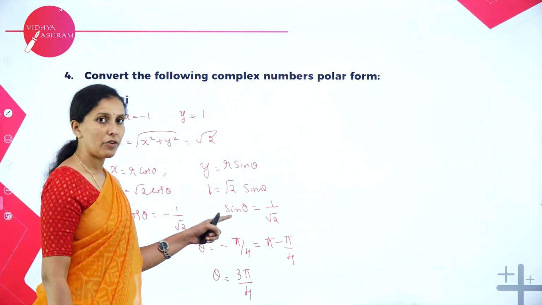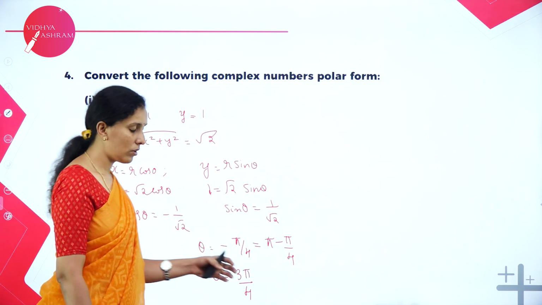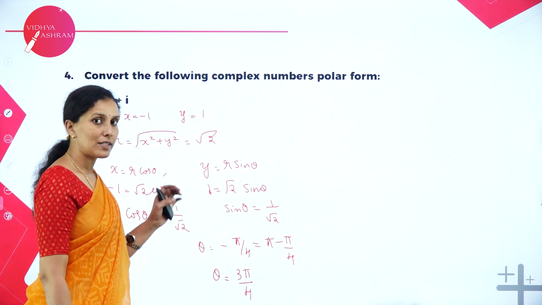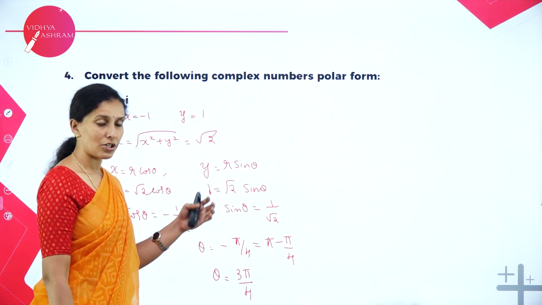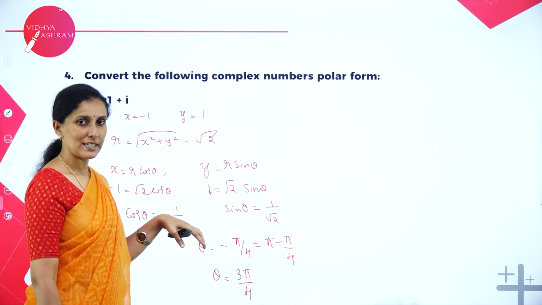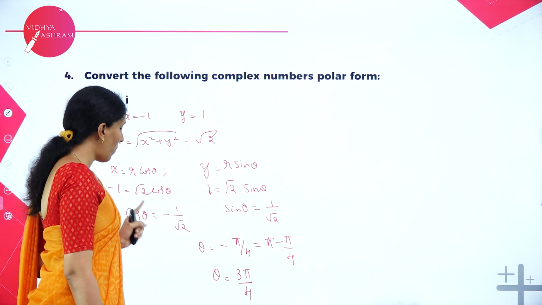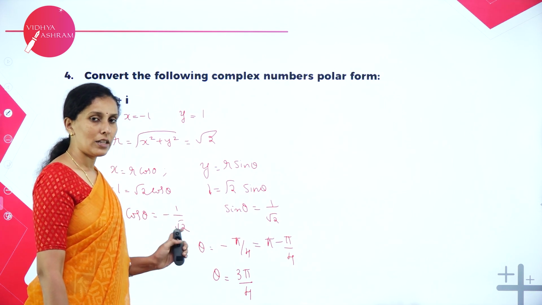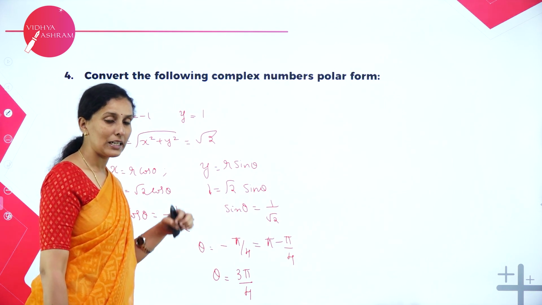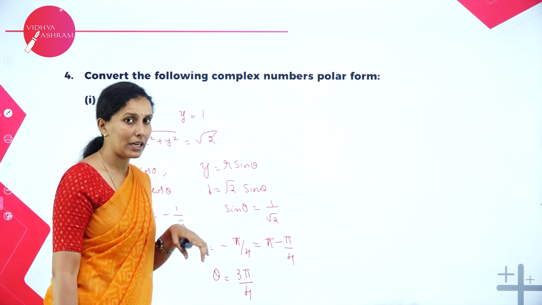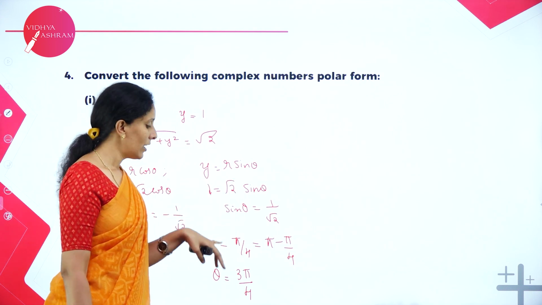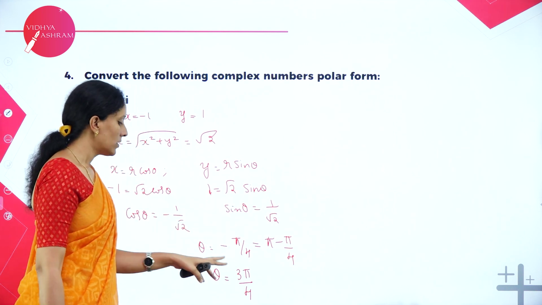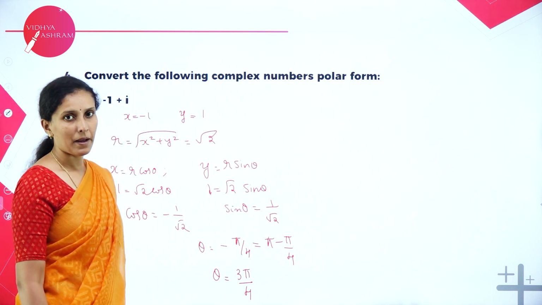If sine is negative, we will take it as pi plus pi by 4. But since cos is negative, we will take it as pi minus pi by 4, because sine of pi plus pi by 4 is negative and cos of pi minus pi by 4 is negative. So depending upon the sign, whether cos is negative or sine is negative, we will take theta. In the previous problem, we had taken sine as a negative value, so we took it in the pi plus theta form. Here cos is negative, that's why we will take it in the form of pi minus theta. So therefore our theta is 3 pi by 4 here.